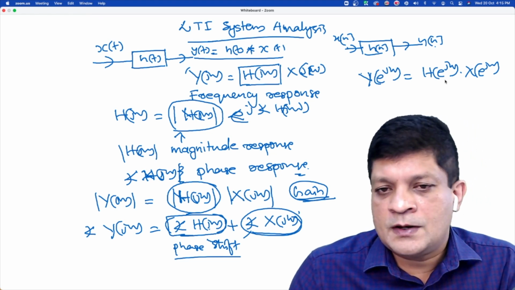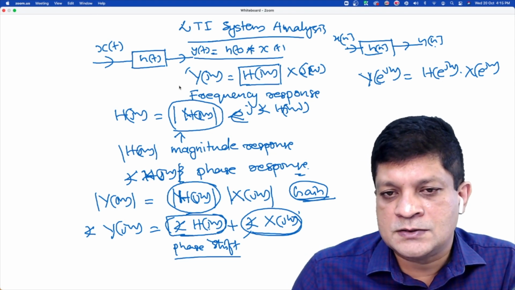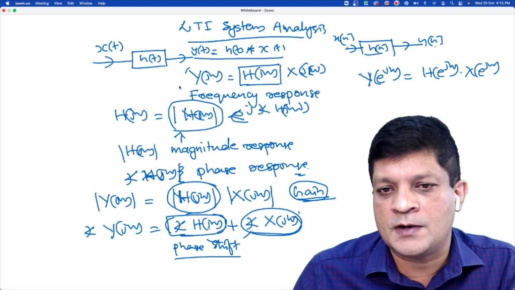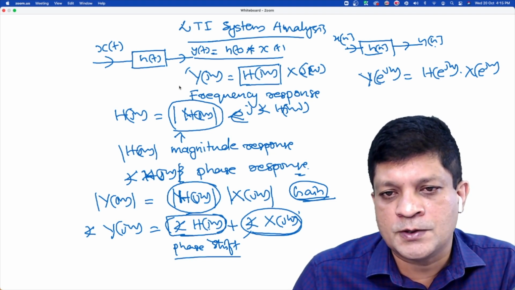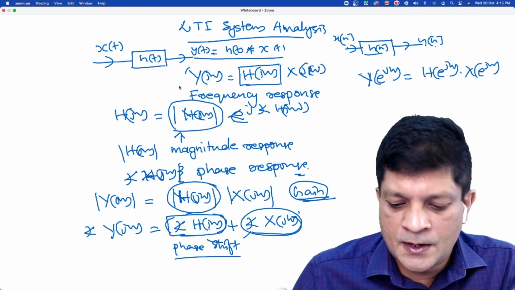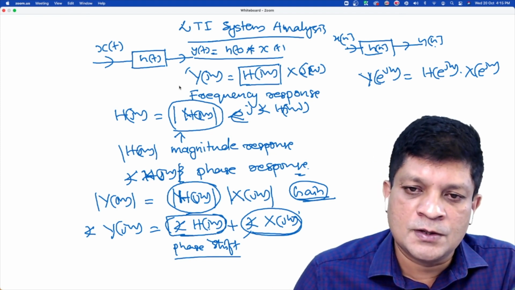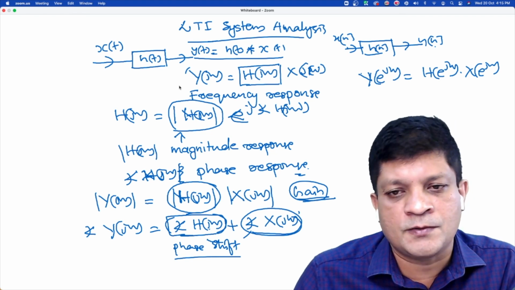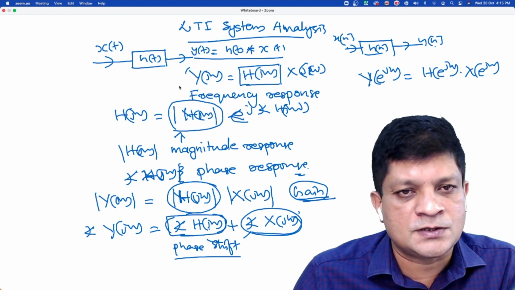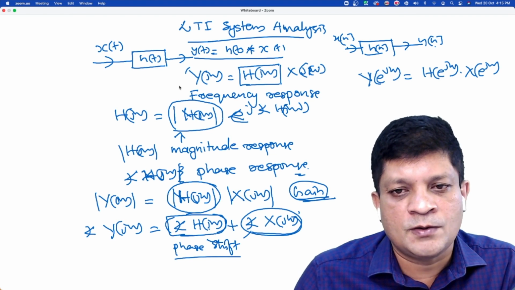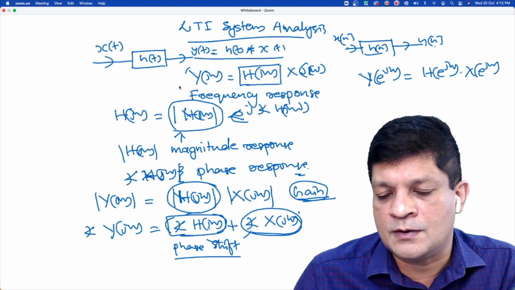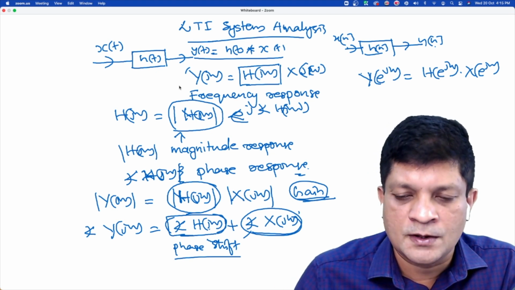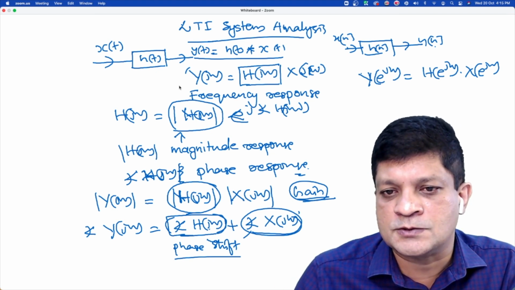So we can completely characterize an LTI system using its impulse response. If we know the impulse response of a system, we can find the output corresponding to any input signal, and not only the output, we can get more information. For example, we can know about the stability of the system. We can know whether it is a causal or non-causal system, whether it is invertible. All these properties we can get from the impulse response of the system.